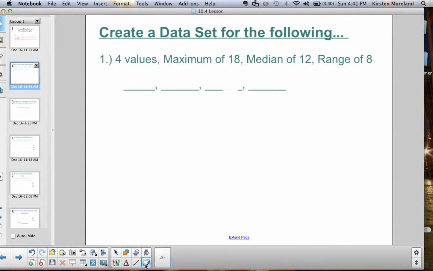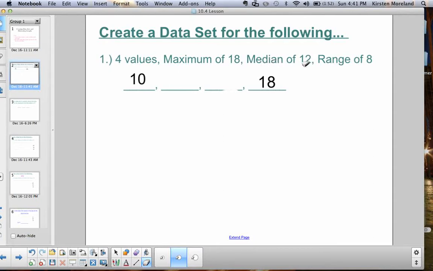The first one says I have 4 values. I have a maximum of 18, a median of 12, and a range of 8. The easiest one to start with is the maximum of 18, which means we know that one has to be the biggest one. The next easiest thing to deal with is a range of 8. Well, if the max is 18, 18 minus 8 gives me a minimum of 10 because my range has to be 8. Remember, range is the max minus the min.